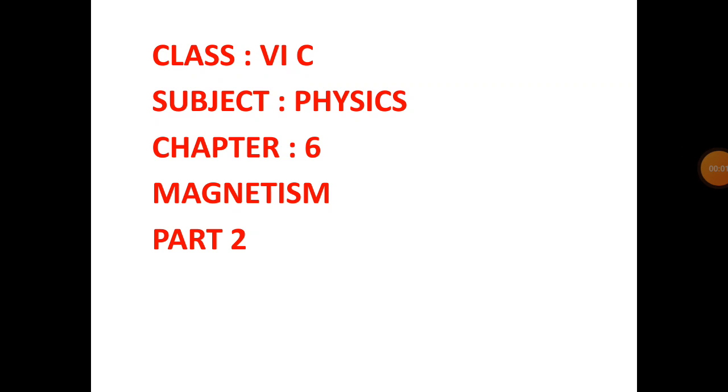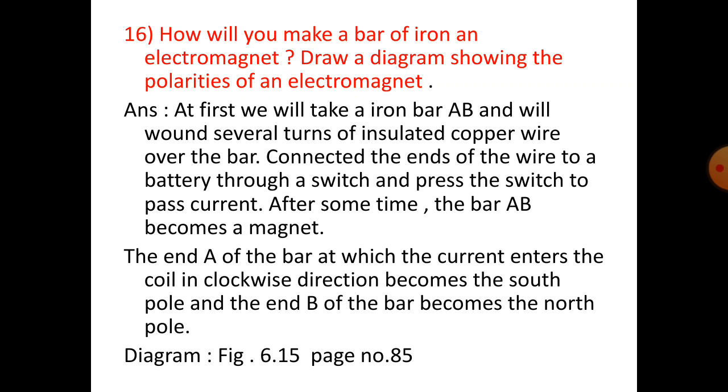Class 6C Physics, Chapter 6, Magnetism. Part 1 we have discussed earlier. Today we will be discussing Part 2. From question number 16: How will you make a bar of iron an electromagnet?